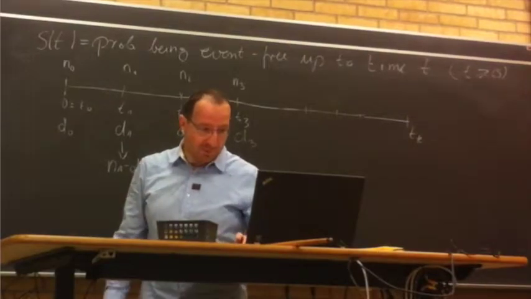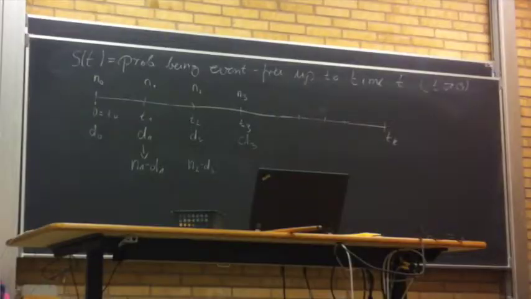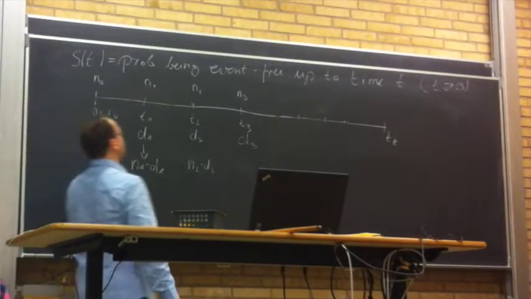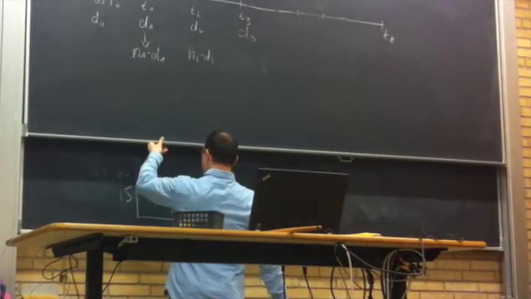So, in the first step, for calculating the Kaplan-Meier estimator, you have to calculate a so-called conditional survival probability. Let me explain it. Next.